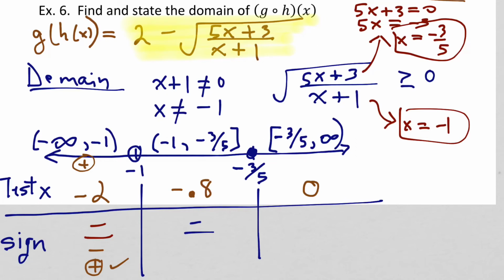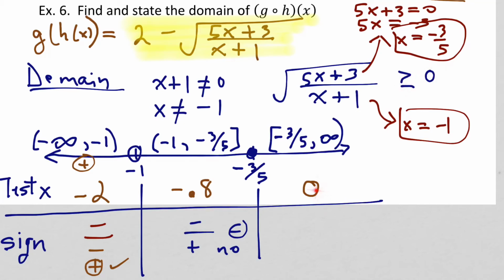And then on the bottom, -0.8 plus 1 is positive. Positive on the bottom. Negative divided by a positive is negative. So that's a no in that interval because it's negative. We're looking for positive. And we know that because greater than 0 means positive.